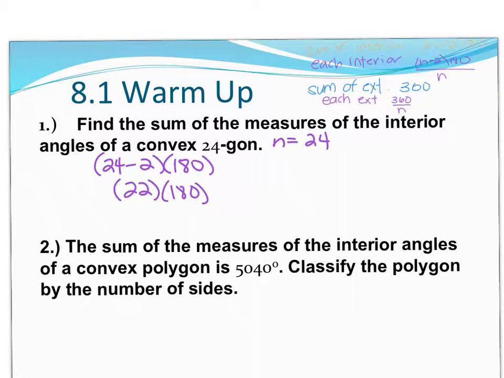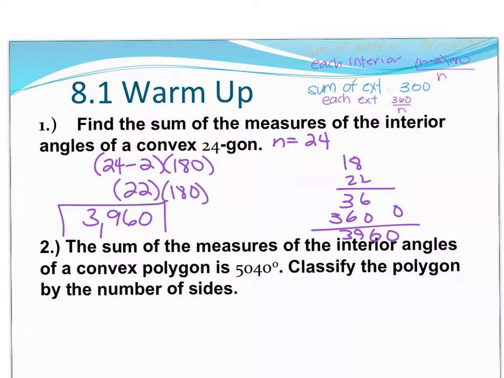God bless you. 18, 22. See if I could do better with math than I did yesterday. I'm sure it's bad. 6, 9, 3. So 3,960 degrees. God bless you. Raise your hand if you got it right.